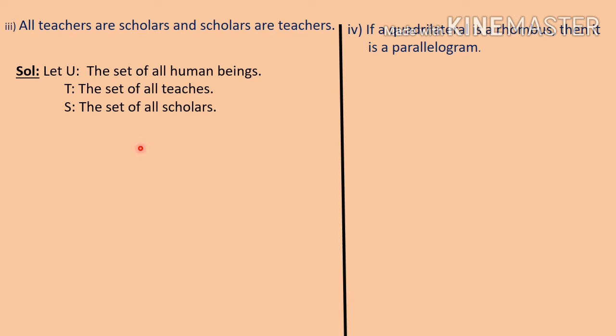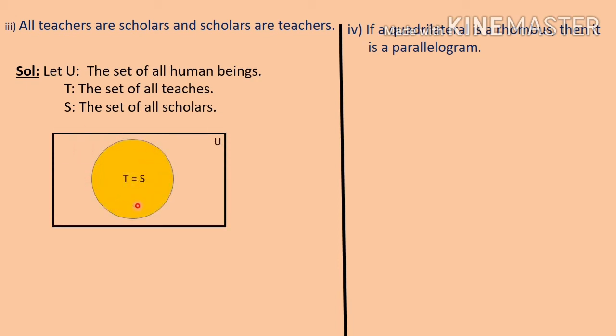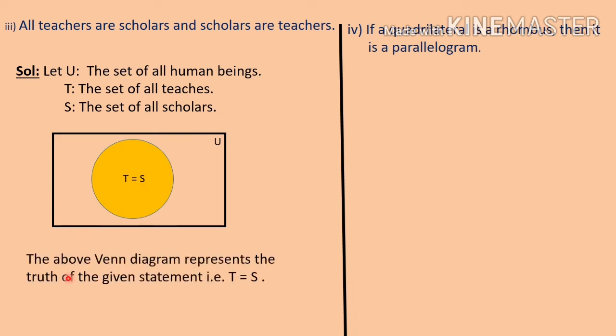Then the Venn diagram will be, now here they have said all teachers are scholars and scholars are teachers. So both are equal sets. Correct? So you will get the Venn diagram as only one circle saying T is equal to S, because both are the same. So the above Venn diagram represents the truth of the given statement, that is T is equal to S. Right? The next one.